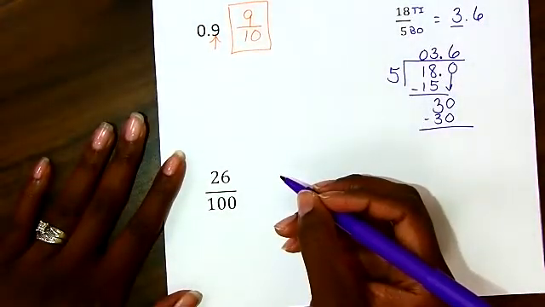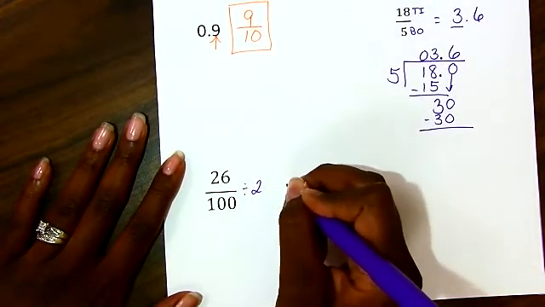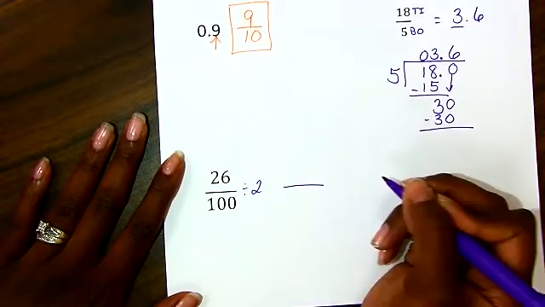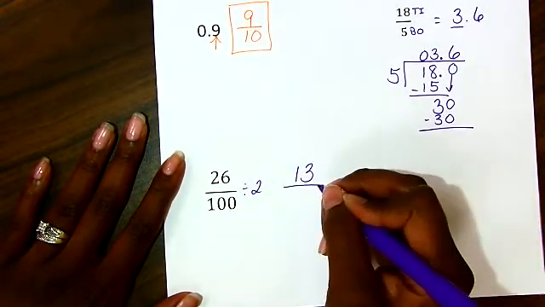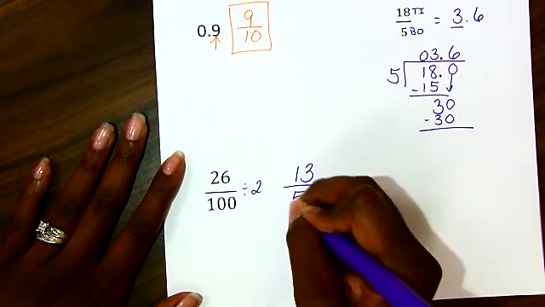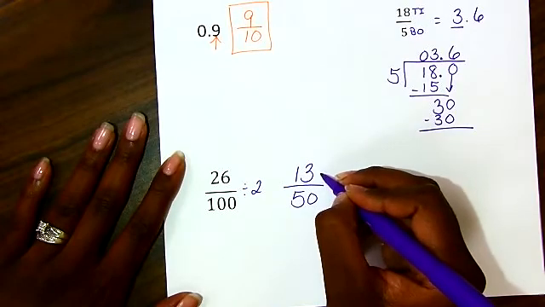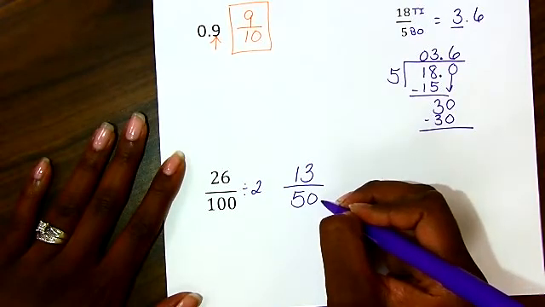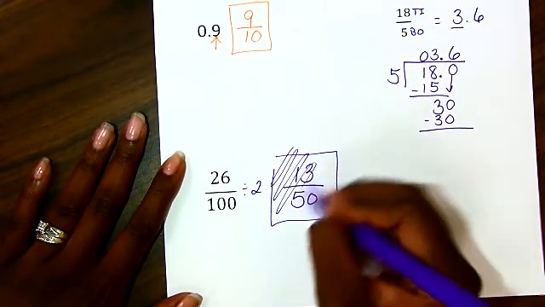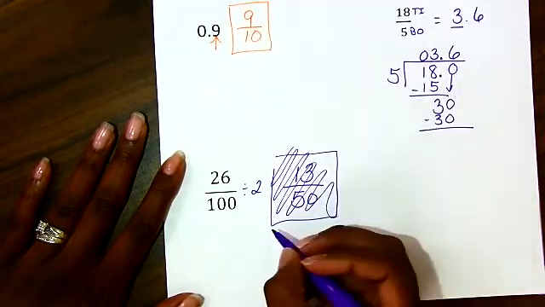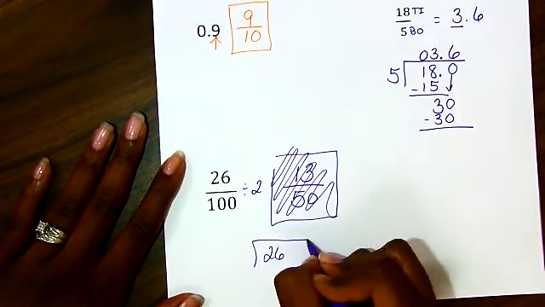26/100ths. I see that they're both even, so I know I can divide by 2. Half of 26, 13. Half of 100, 50. There's nothing that I can divide 13 by or 50 by. So this is, oh, Miss likes me to Tae-Bo. We're going to decimal. Top in, bottom out.